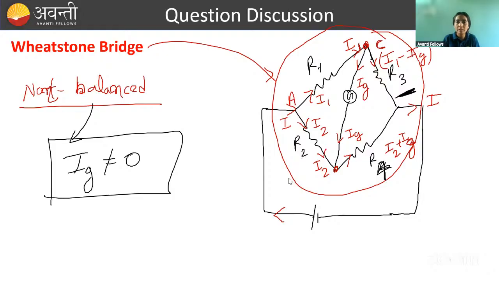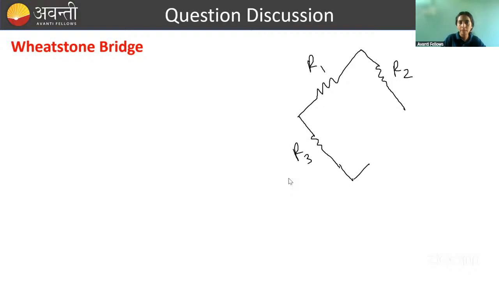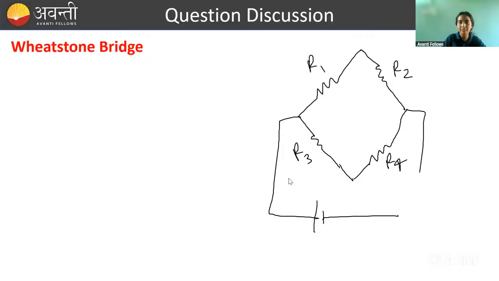In the case where your Wheatstone bridge is balanced, IG is equal to zero. So let's talk about that case. Let's draw it again. This was your R1, this is your R2, this is your R3, and this is your R4. Done? And then there was this battery. It is like this. Now let's say this Wheatstone bridge is balanced.